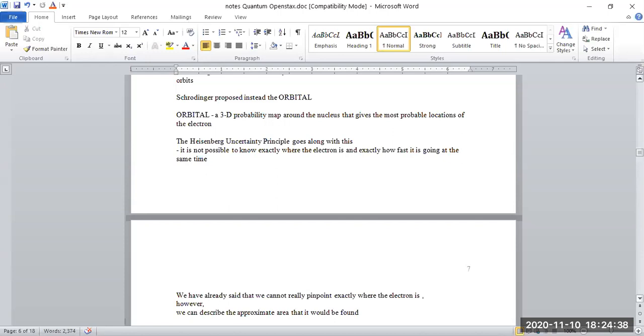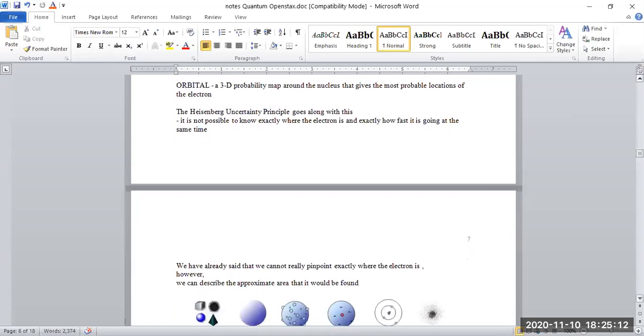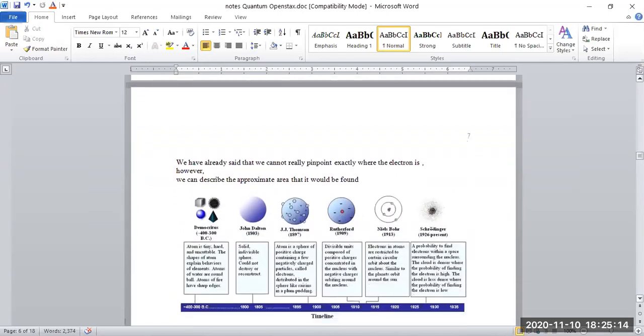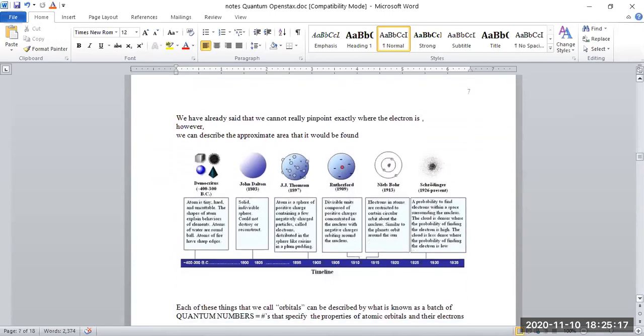If you know exactly where it is, chances are you've done something to alter the particle. On the other hand, if you measure how fast it's going from point A to point B, chances are you couldn't make accurate measurements in between point A and point B. So all of this is about these tiny, tiny, tiny particles. So let's talk about the evolution of atomic theory.